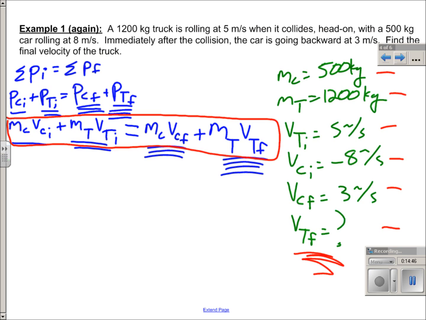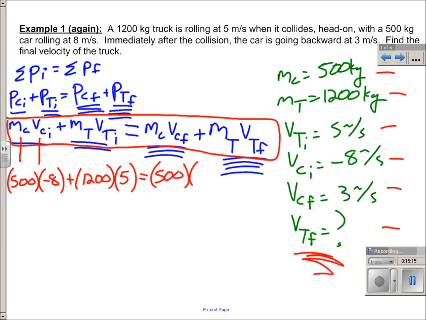So plug them into the equation. Check it out. I'm going to plug them in. I'm not going to worry about units until the end because everything's metric. So mass of the car, I'm just plugging in these numbers here. Okay, mass of the car is 500. Velocity of the car initially is -8. Mass of the truck is 1,200. Velocity of the truck is 5. Equals mass of the car, 500.